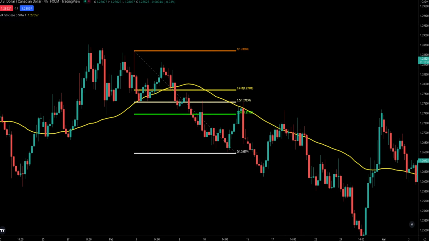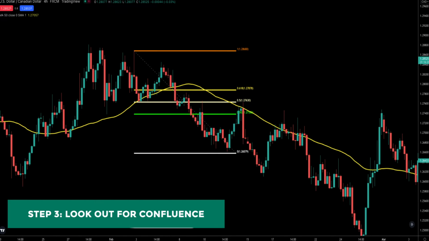And step 3, look out for confluence. When the market trades to the Fibonacci level, I look for additional confluence to confirm that price is highly likely to move in my favored direction. There are lots of ways to confirm the direction of the market, but I will share 2 of the best confirmation techniques with you just to help you get the best out of this strategy.